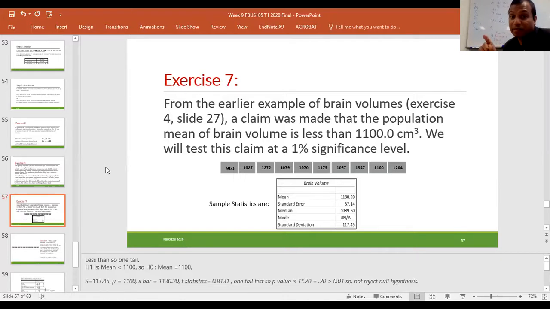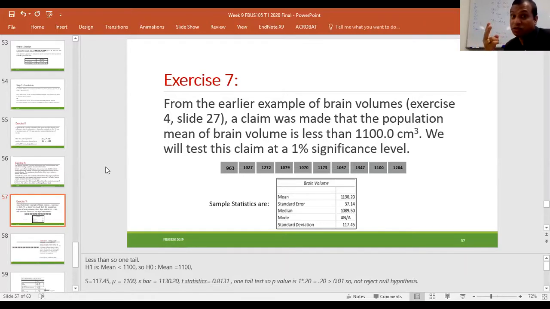They're not asking whether the population mean of the brain volume differs from 1100. They are saying clearly that it is less than. If it is less than or higher than, it clearly indicates one direction, either the left or the right tail. In this case it is less than, and less than means left tail, so it is clearly a one-tail case.